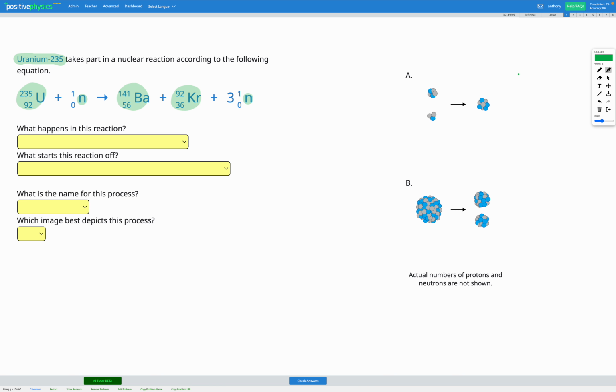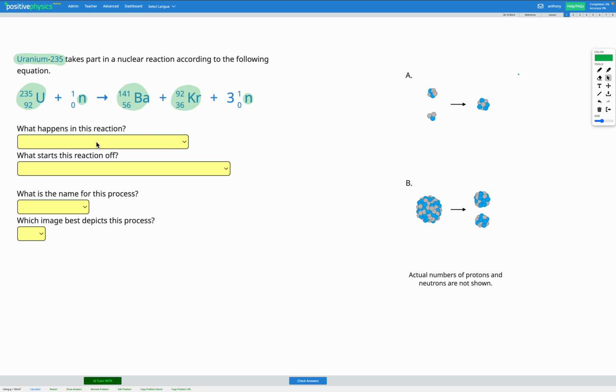So we can see we've got a big uranium atom with 235 protons and neutrons. We end up with a smaller barium atom with 141 protons and neutrons, and a smaller krypton atom with 92 protons and neutrons. So our uranium atom gets split up into a barium and a krypton atom. The thing that started off this process was being bombarded by a single neutron, and in the end we get 3 extra neutrons released. So let's answer our questions.